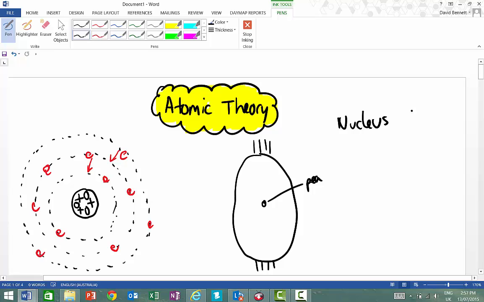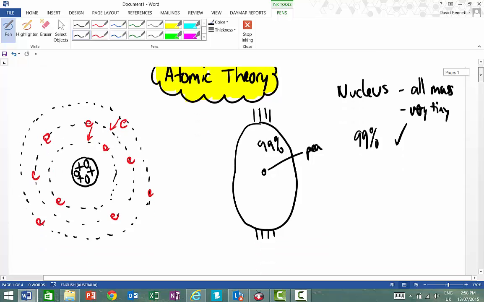So we know the nucleus has a couple of things. The nucleus has pretty well all of the mass, and it's very tiny. I always love telling people that when you start looking at an atom, an atom is basically 99% space. And we're made up of atoms, so if you want to tell someone they're about 99% space, then that's true. Even though you might think atoms are quite dense, literally they are pretty well made up of mostly space.